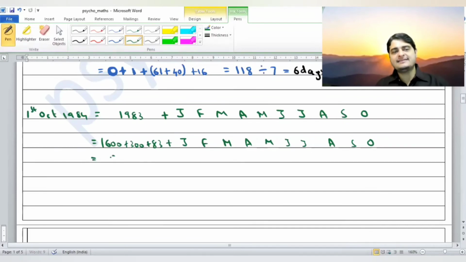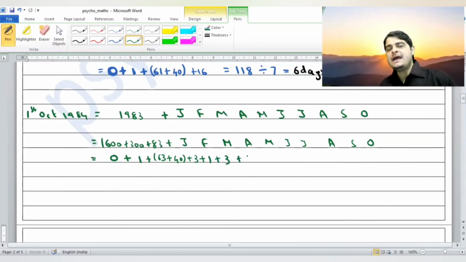The 16th century has 0 days extra. 300 years will have 1 day extra. Now 83 divided by 4, again 20 is the quotient. So we have 63 normal years and 20 leap years, double it, so 40 days. January is a month of 31 days, it will have 3 days extra. Feb of 84 was a leap year, so it will be 29 days of Feb. 1 day will be extra.